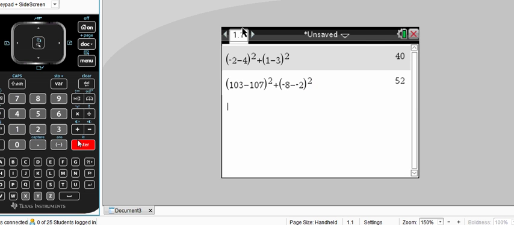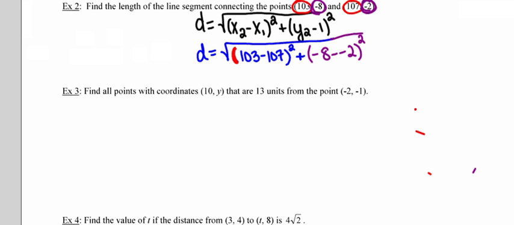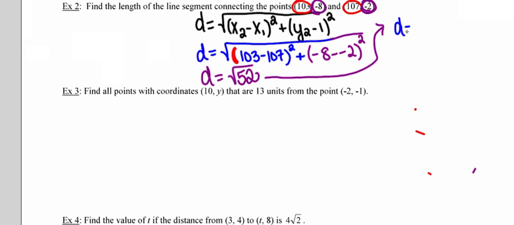And in this instance, I get 52. Keep in mind that we did not put the square root sign into our calculator, so we still have a square root sign in our work. And we need to decide now, are there any factors of 52 that are perfect squares? And the answer to that is yes. Like the first example, 4 was a factor. 4 is also a factor here too.